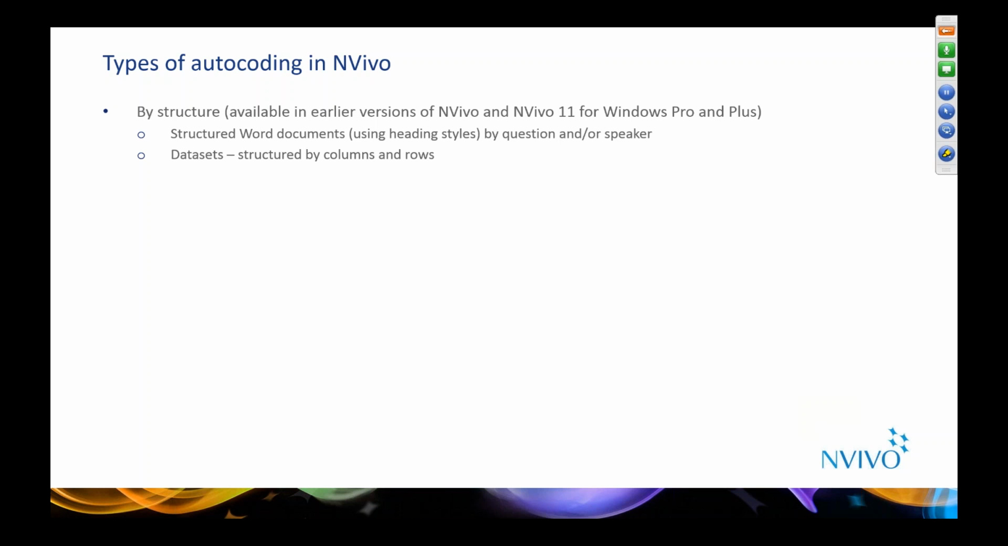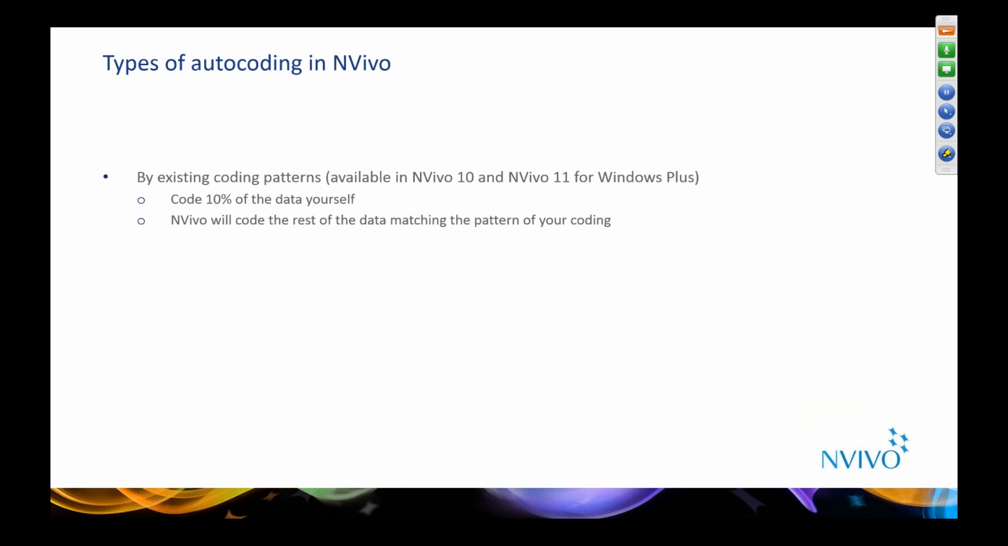And the same thing with data sets. For example, surveys that are imported into NVivo as a spreadsheet, they're structured by columns and rows. So you're able to automatically code by structure in NVivo all the columns with your open-ended questions, and it does that very quickly. So again, this is following your structure. You are in control. You put the structure in this data. So that's been available in earlier versions of NVivo and is still available in NVivo 11 Pro and Plus.